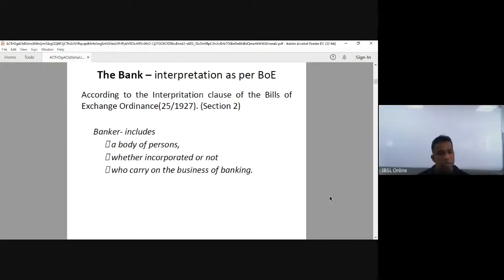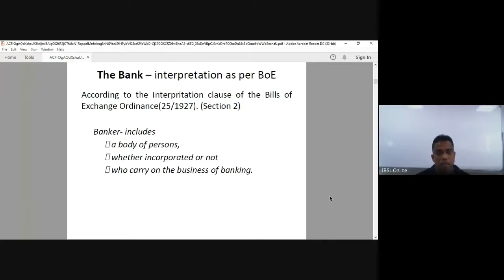When we say body of persons, it can be an individual, it can be a partnership, it can be a company, even it can be a society. So body of persons. Now think of today's scenario, right? Will it be valid for today? However, this ordinance came into operation in 1927. So a body of persons, whether incorporated or not, means whether they are registered as a company or not.